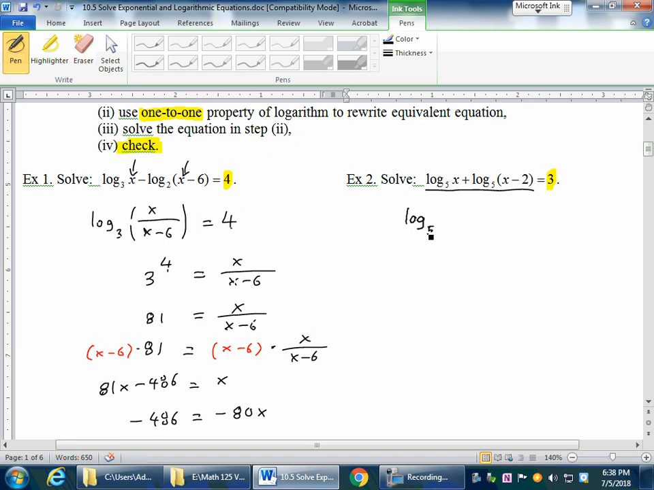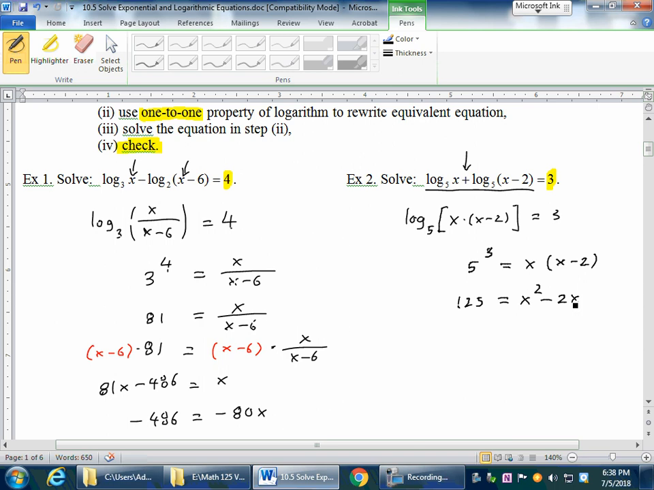So that will be log base 5. Because this is addition, it will become a product, x times x minus 2, equal to 3. So now I can use the definition of logarithms to rewrite it into equivalent exponential form. That is, base to the exponent is equal to the argument. That will be 125 is equal to x squared minus 2x.